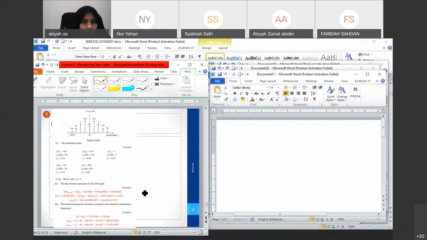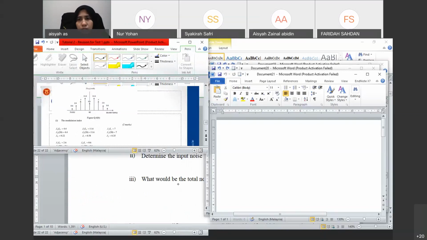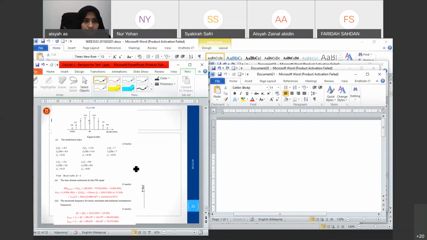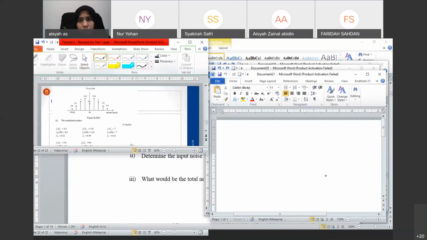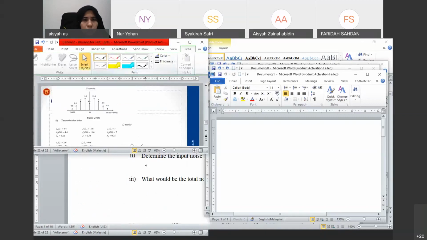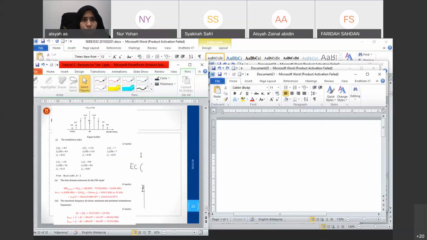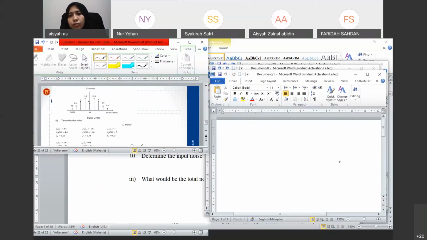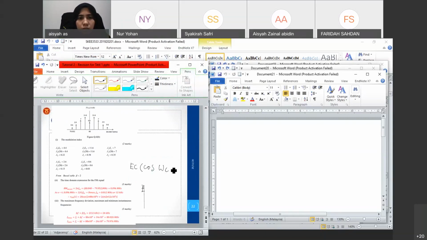v FM(t) is Ec cos of omega c t plus beta sin omega m t. So from that equation, you can get the formula for v FM.